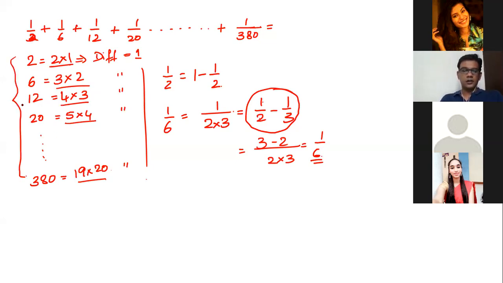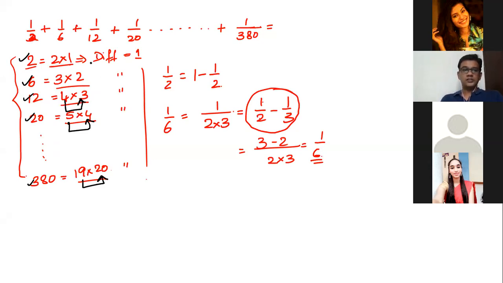So I have to look at the pattern of my denominator. I'm repeating it. When I look at the pattern of the denominator, all these values are basically the product of two numbers which are next to each other: 3 into 2, 4 into 3, 5 into 4, 19 into 20. And the difference between these two numbers is nothing but 1.